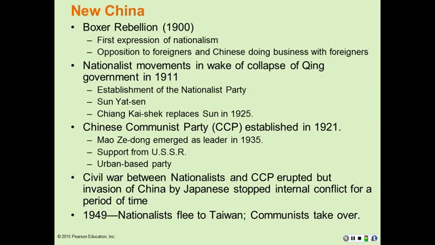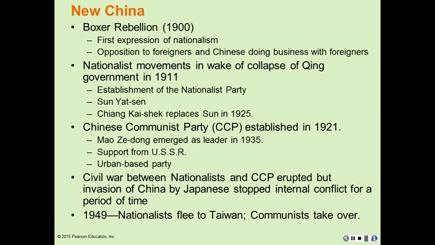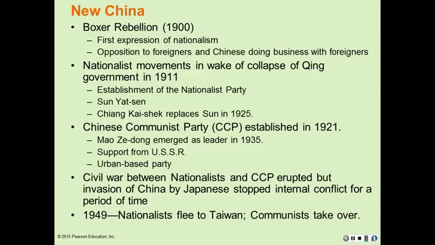After the end of the Second World War, civil conflict resumed in China, and in 1949, the Nationalist Party members and leaders flee to Taiwan, which was a Chinese territory and still considered Chinese territory by the Chinese, although there is tolerance between the two political parties. Communists then take over mainland China.